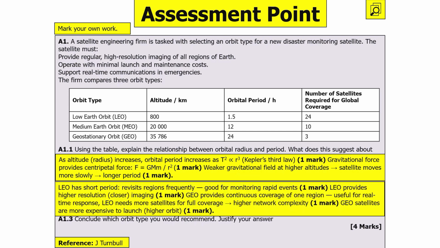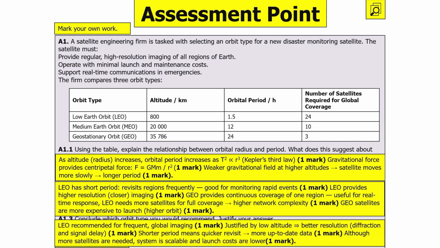Now, the LEO has a short time period, so it revisits regions frequently, which is good for monitoring rapid events. The LEO provides higher resolution imaging as it's closer, but the GEO provides continuous coverage of one region, which again is useful for real-time responses. The LEO will need more satellites for full coverage, so you need a larger network. The GEO satellites will also be more expensive to launch as they go into a higher orbit.